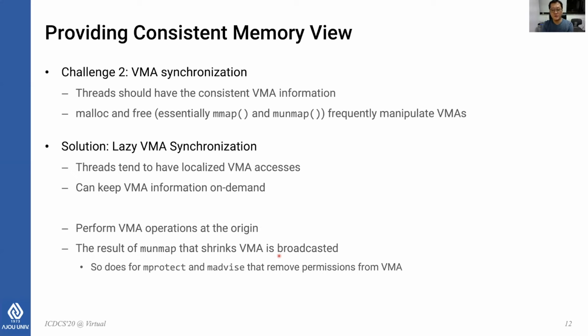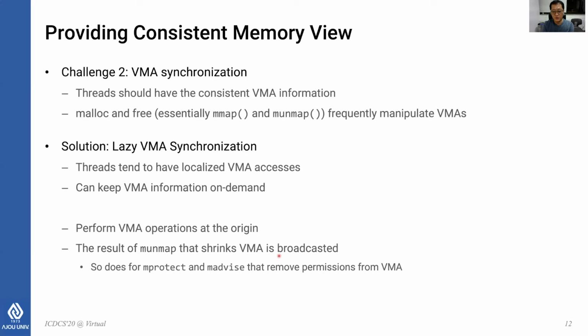The next challenge for the consistent memory view is to synchronize VMAs. VMA stands for Virtual Memory Area, is a contiguous memory region with specific properties, and threads should have the consistent VMA information as well as the page data. However, VMAs can be frequently manipulated by malloc, free, loading shared library, and synchronizing the VMA information for each of these operations can incur a high overhead. So we employ relaxed VMA synchronization in DEX. The idea is threads tend to have localized VMA accesses, and nodes can keep the VMA information in an on-demand manner.